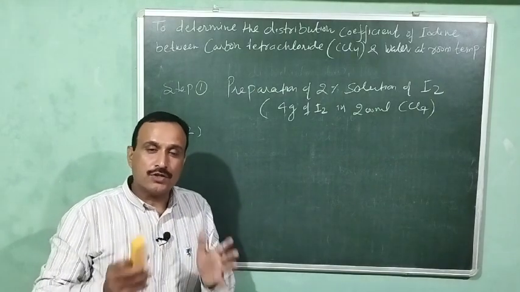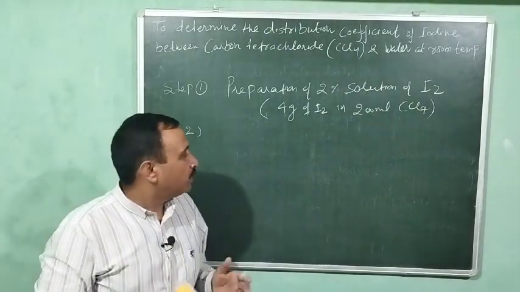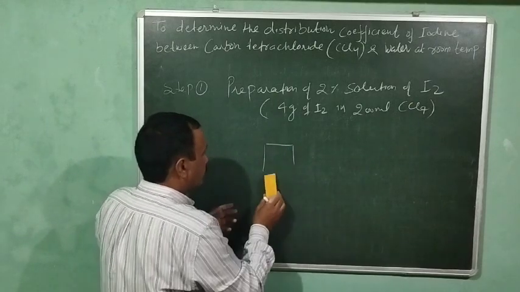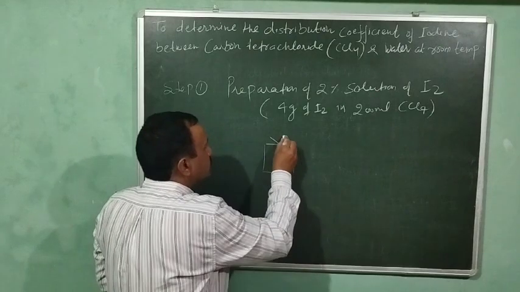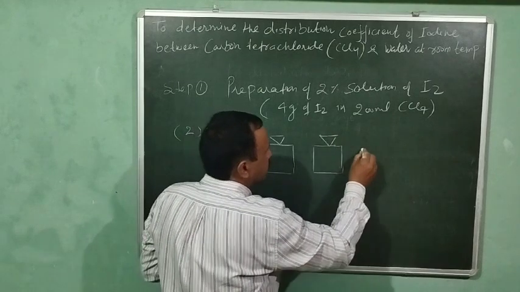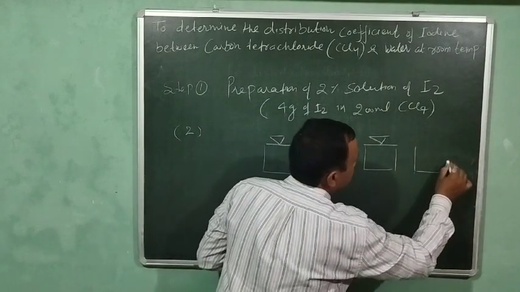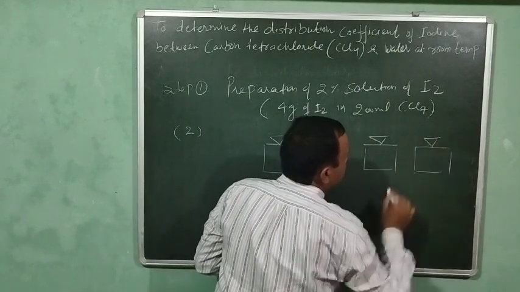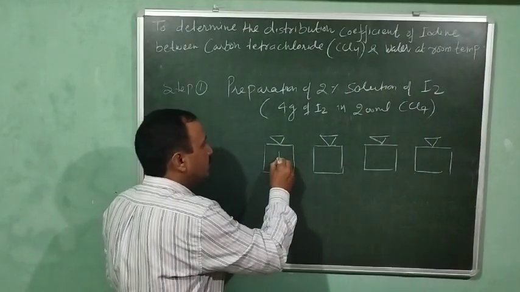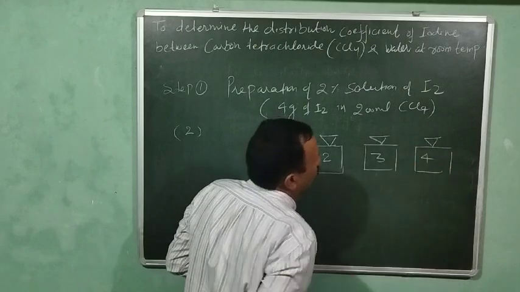And in second step, we will take 4 glass stoppered reagent bottles. Then we will wash these bottles with water and dry them in an electric oven. So here, let us suppose that these are the 4 glass stoppered reagent bottles. Then we will label them as 1, 2, 3 and 4. So let this be the first reagent bottle, then second, third and the fourth.